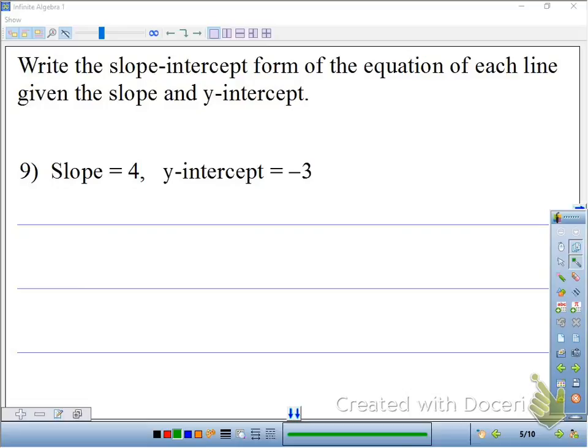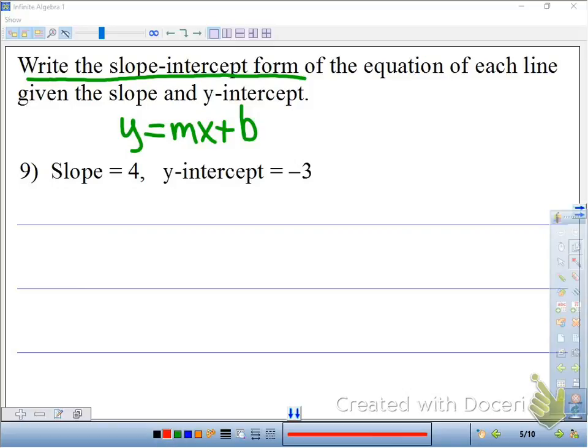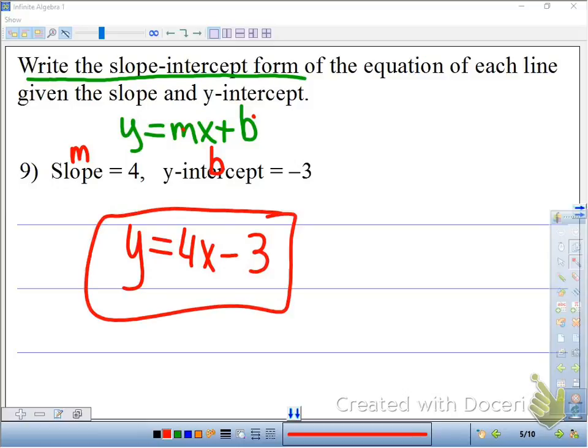Again, pay attention to the instructions. It says write the slope-intercept form of the equation. Important, write the slope-intercept form. So slope-intercept form, y equals mx plus b. And I'm going to look at what I have. Okay, first, they gave me some information. Did they give me a slope? And yes, right here. Okay, there's my slope. Okay, the b, did they give me a y-intercept? Yes, they did. Okay, it's right there. So I have both pieces of information. I just need to plug it in. So it'd be y equals 4x minus 3. And that would be my slope-intercept form.